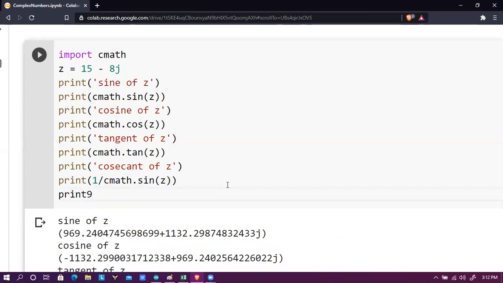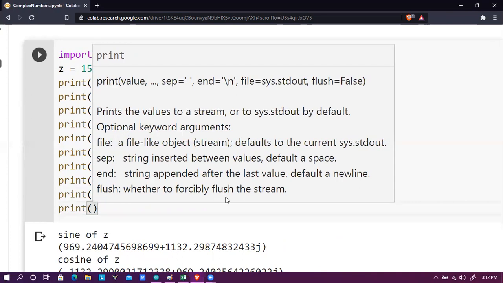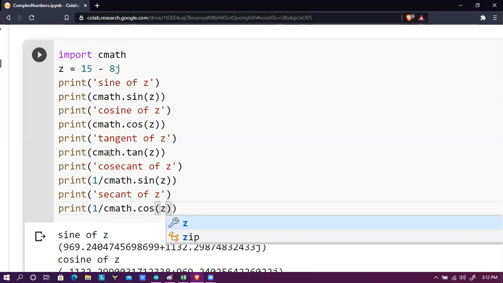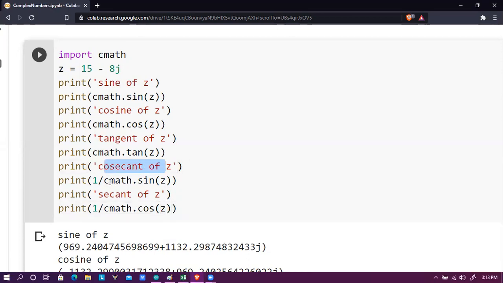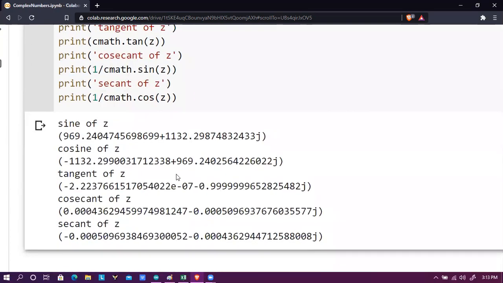Let's add here secant. Secant of Z is 1 over cmath.cos of Z. So for cosecant of Z, that is 1 over sine. For secant, that is 1 over cosine. Of course, for cotangent, that is 1 over tangent. That's it for the trigonometric functions.